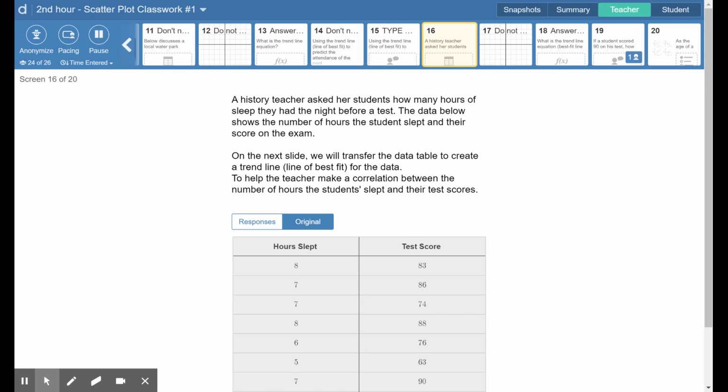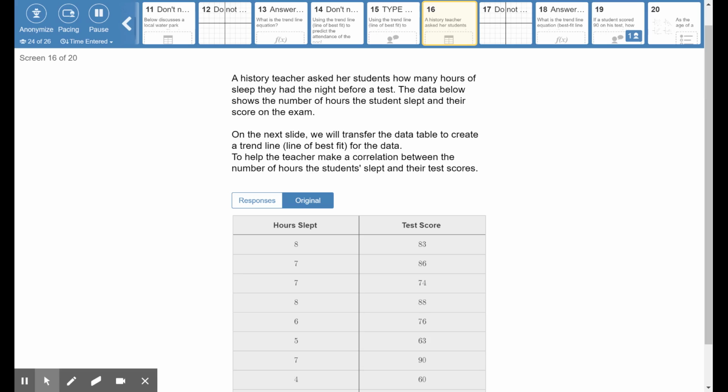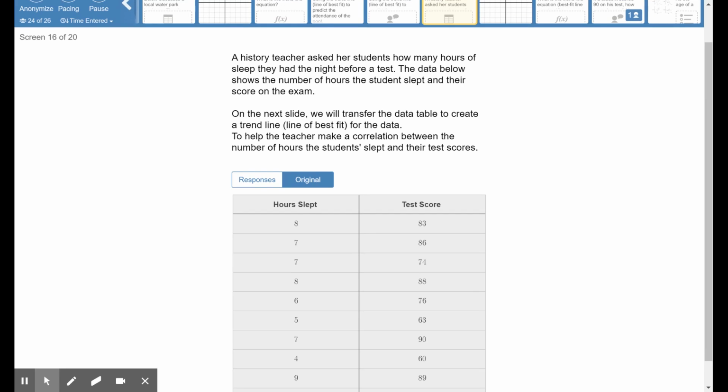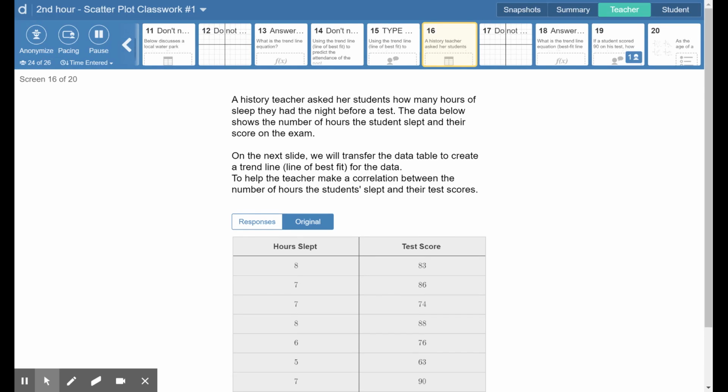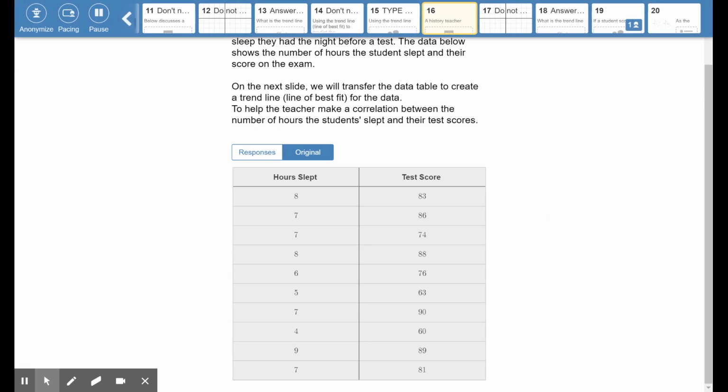It says a history teacher asks her students how many hours of sleep they had before a test. The data below shows the number of hours the student slept and their score on the exam. On the next slide, we will transfer the data table to create a trend line, or a line of best fit for the data, to help the teacher make a correlation between the number of hours a student slept and their test scores. So I recommend taking a picture or just going back and forth because you're going to be transferring this data table to slide number 17.